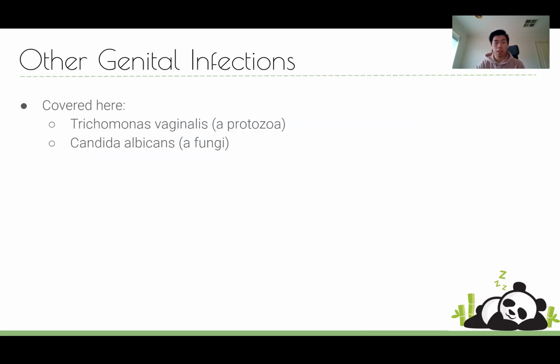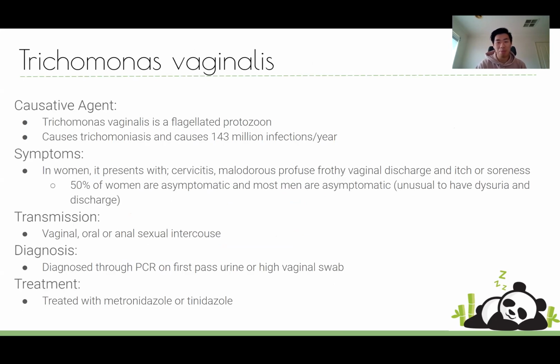Other genital infections, we're basically at the end, so there's not much here. But Trichomonas vaginalis is a flagellated protozoan. It can cause cervicitis and profuse frothy vaginal discharge or soreness, but a lot of women will be asymptomatic. It's transmitted through sex, basically, and it's diagnosed through a PCR, first pass urine. It's treated with metronidazole, but it's a drug that you don't really need to know.